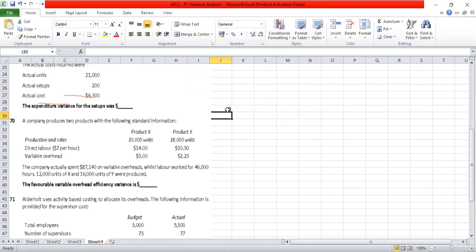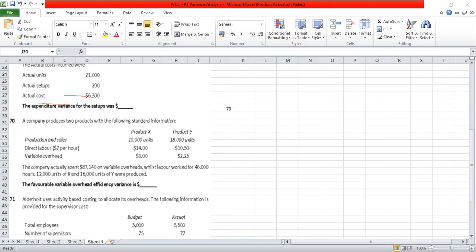The favorable variable overhead efficiency variance is, it's not just one product, but two products. So with two products we have to individually calculate that and then add them up, then that becomes the total variance.